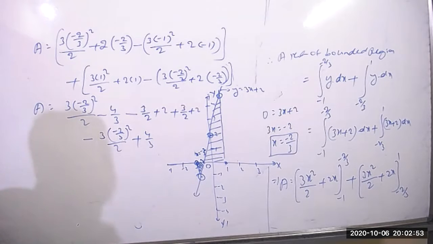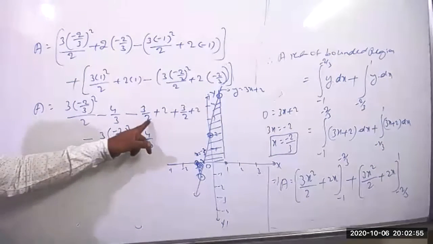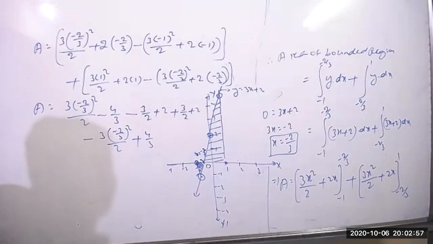But everything will get cancelled now. These two will be cancelled and these two also cancel. These two also cancel. And 2 plus 2 equal to 4. 4 square units. And you can verify one more way also here now.